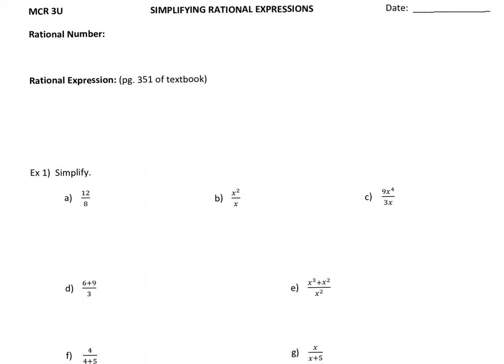We are beginning our section on rational expressions, and before we start that, we need to define what a rational number is. A rational number is any number that can be expressed as a fraction. So all whole numbers, all integers, all fractions. Any terminating decimal can be written as a fraction. Any repeating decimal can be written as fractions. So those are all rational numbers.